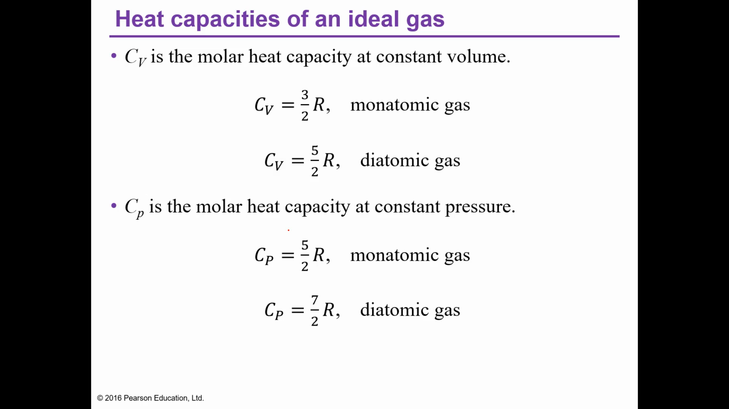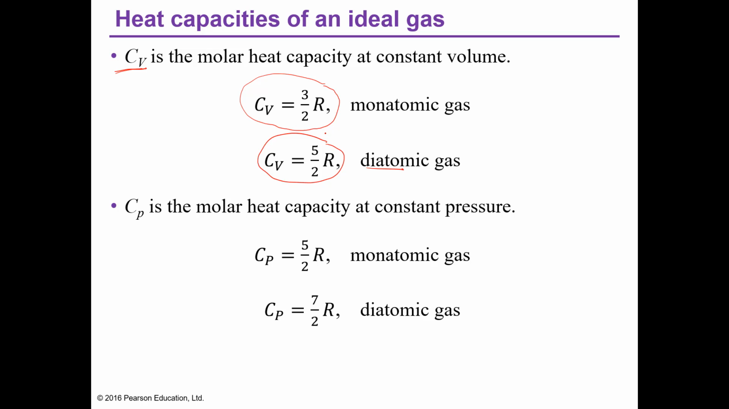We recall that CV means molar heat capacity at constant volume. We derived this one in the last discussion: CV for monatomic gas is equal to 3 halves R. It is constant. And for diatomic gas, CV is equal to 5 halves R. Okay, so na-derive na ito siya last na discussion.